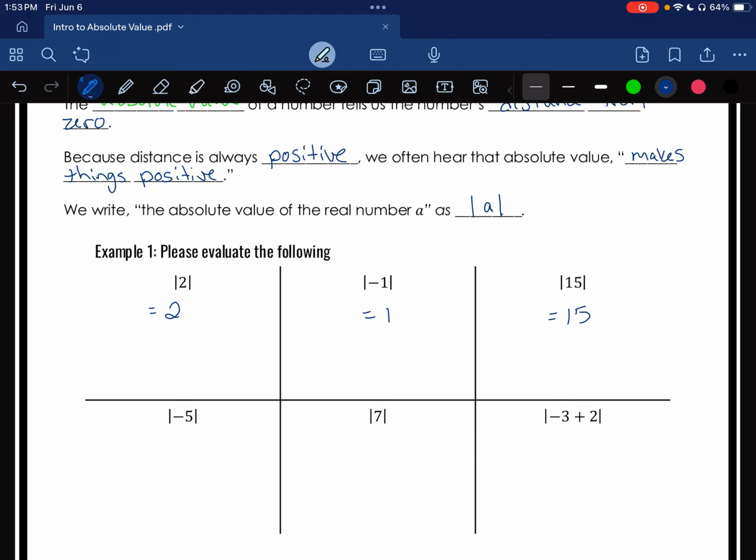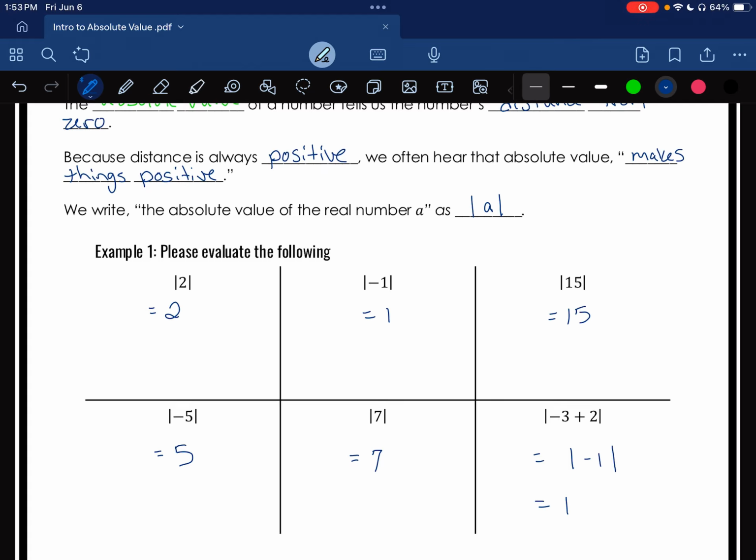All right, so -5 here. Absolute value of that is 5. Absolute value of 7 is 7. Ooh, here we've got to do some addition. So this is going to be -1 in here, so that's going to be positive 1. All right, we're out here killing it.